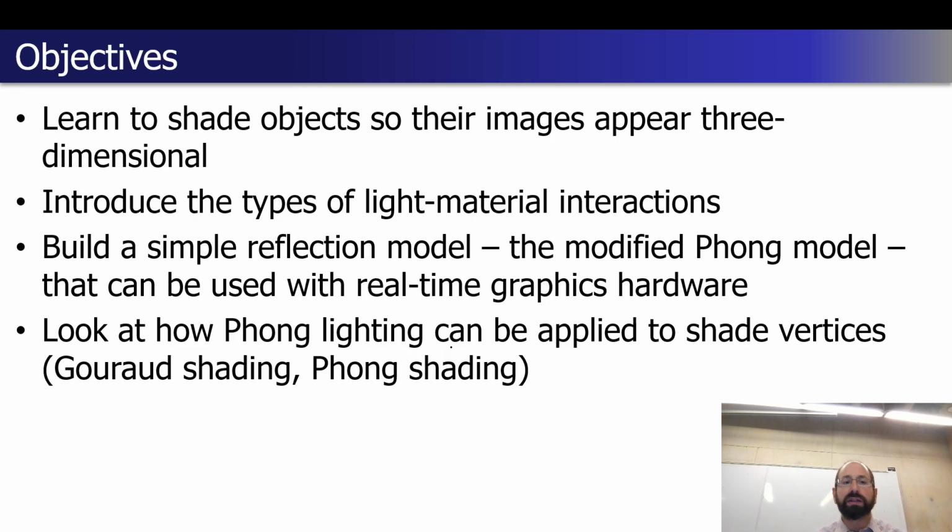Okay, so those are our objectives. We're going to learn to shade objects so that they look more three-dimensional, and introduce the types of light-material interactions. The only part I think that gets difficult about that is that there's just a lot of parameters, and you have to have a decent grip on what is a reasonable set of parameters that you're interested in exploring.